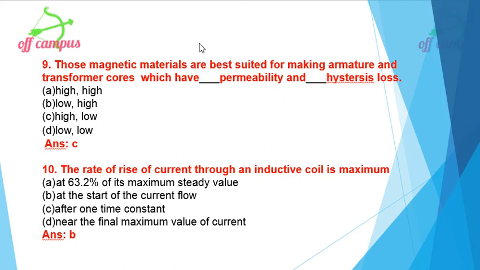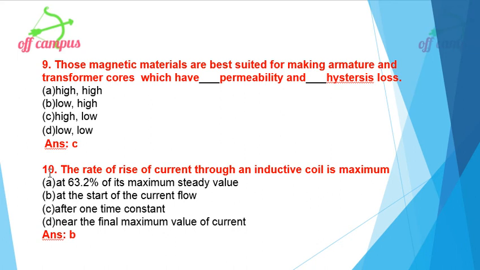Magnetic materials best suited for armature and transformer cores have high permeability and low hysteresis loss. Permeability should be high and hysteresis loss should be low. So, high, low, option C is the right option.